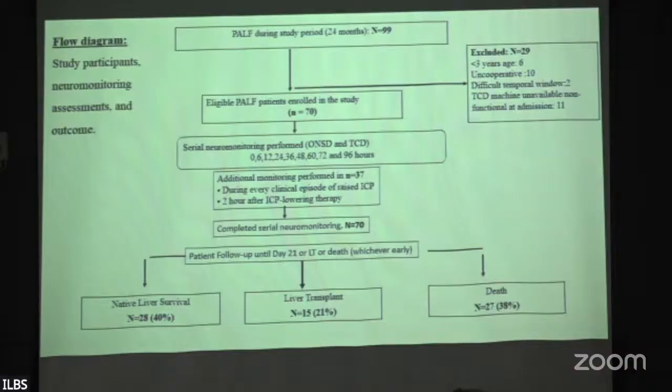We did, and a total of 70 patients were included in our study. Serial monitoring was done till 96 hours. Additional neuromonitoring was performed in 37 patients who had clinical ICP spike, and then a reading was also taken 2 hours after the use of ICP lowering therapy. The patient was followed up till day 21 or LT or death, whichever came earlier. There was 40% native liver survival. 15 children underwent liver transplant, which was 21%, and almost 40% succumbed.